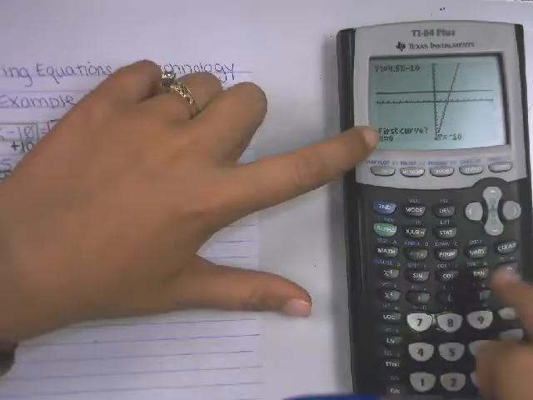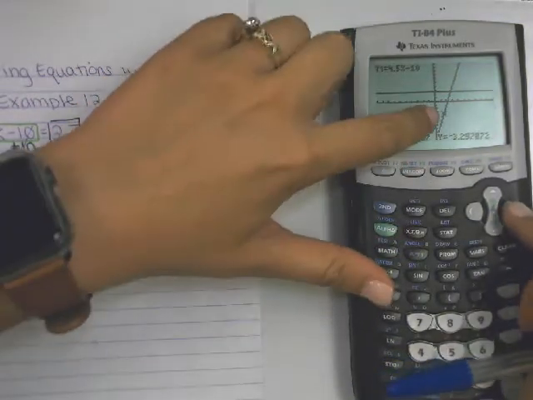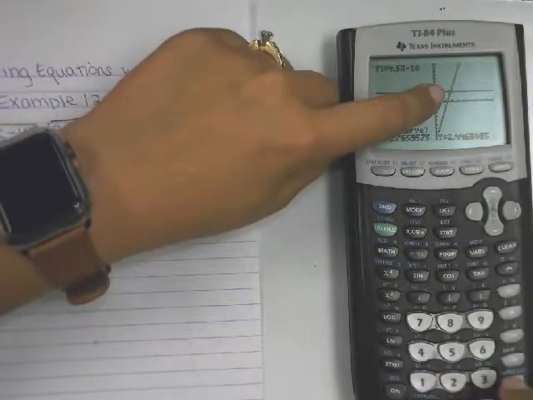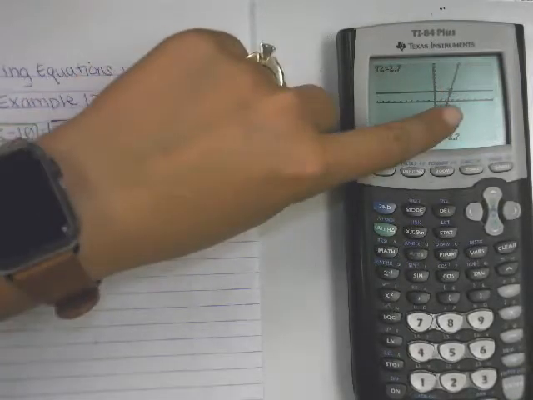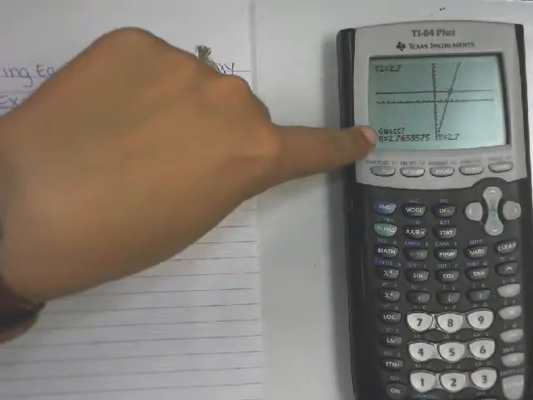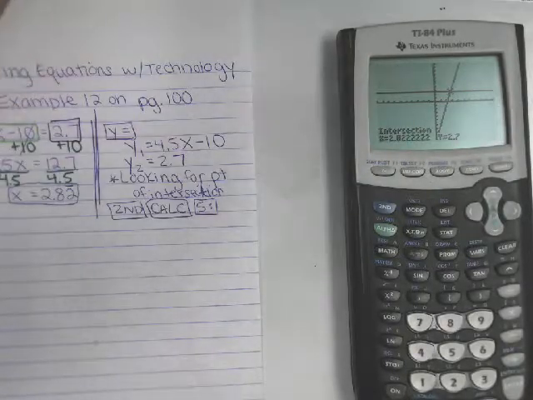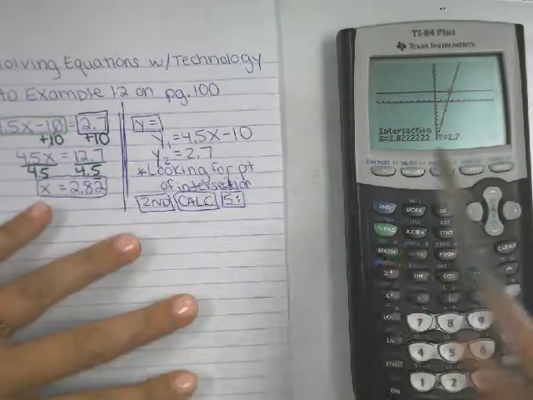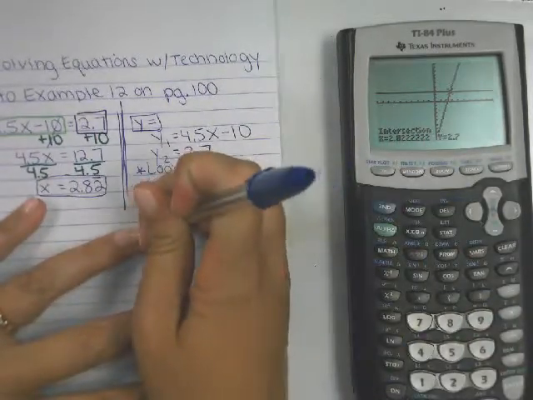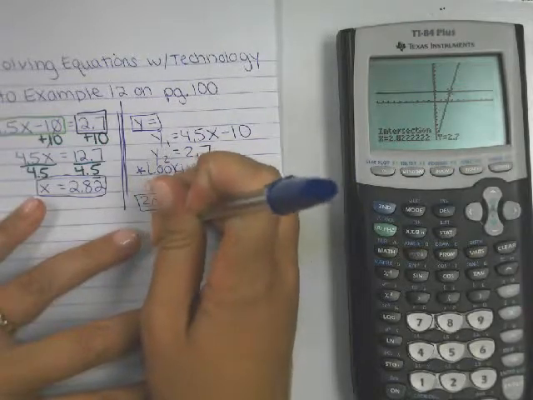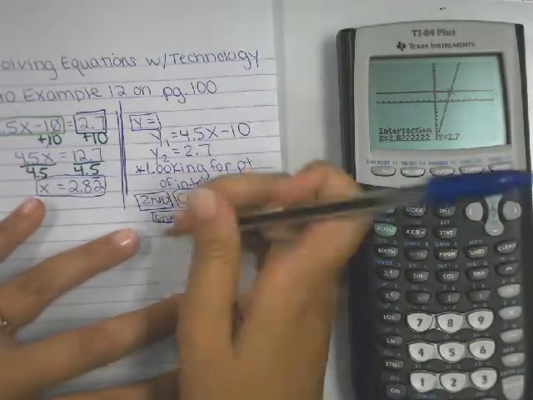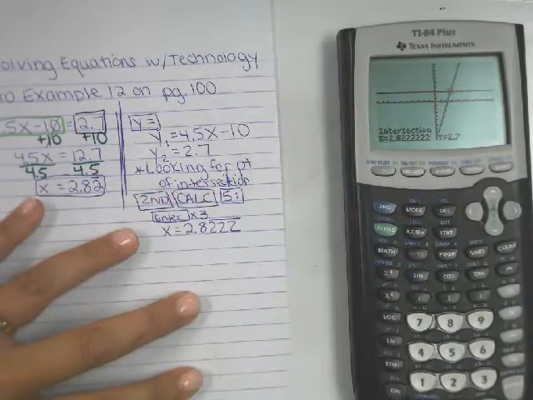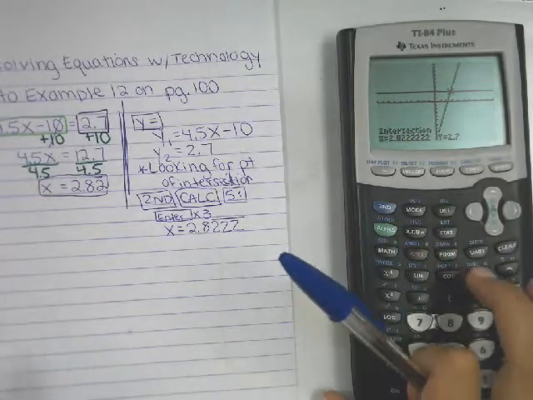So the first thing it says is first curve. What I like to do is this little flashy dot, if I can just scroll and get it close to my intersection point. Enter. Second curve, flashy dot's still there, enter. It says guess, just press enter, and it's going to give you your answer. So 2.82222, which is exactly what we got here, is our x value. So you'll have to press enter 3 times. And x equals 2.8222. And there it is. This is the way to do it from the calculator.